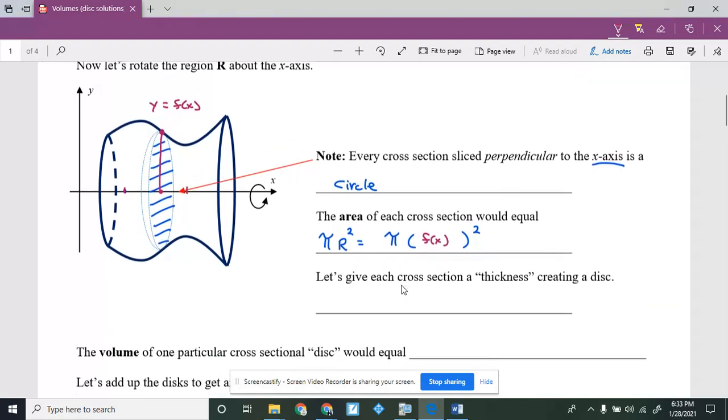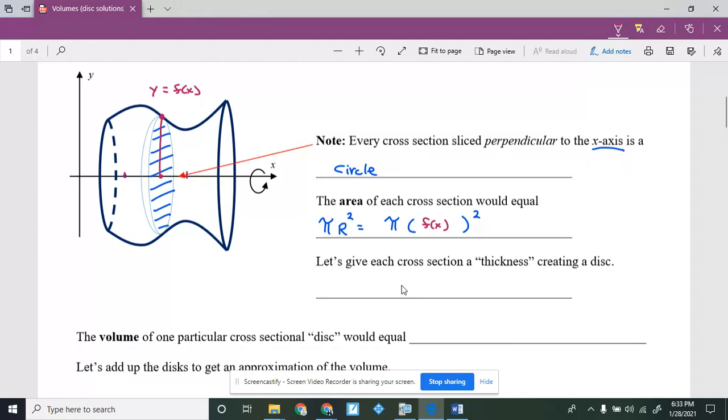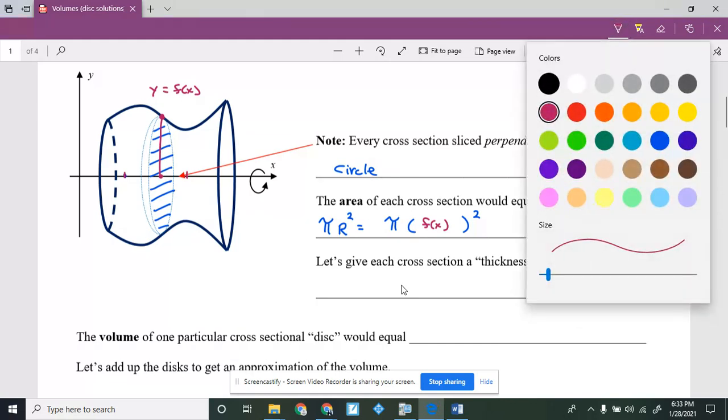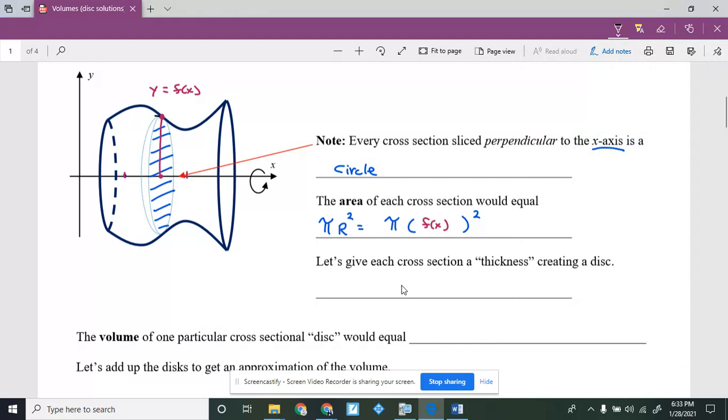So now I'm not really interested in the area of the cross section. I want to make a three-dimensional shape. So what I'm going to do is make a disk. In order to do that, it's kind of already done for you here, but you basically just give this thing a thickness, right? And so now this shape, now that it's three-dimensional, is going to be our disk.